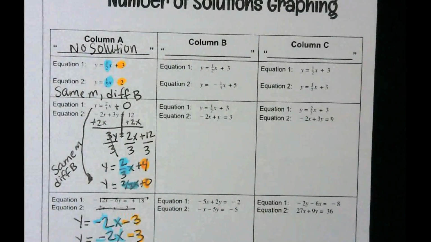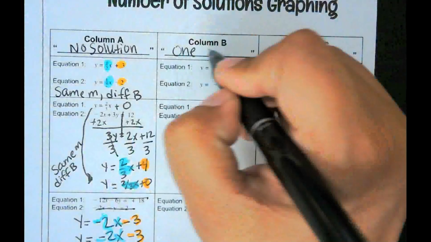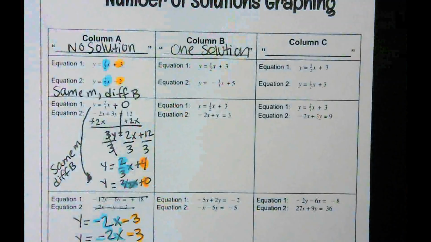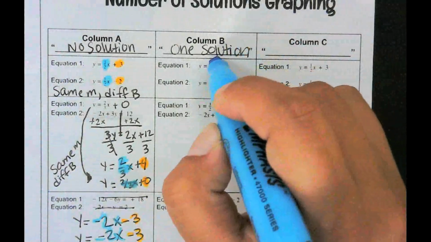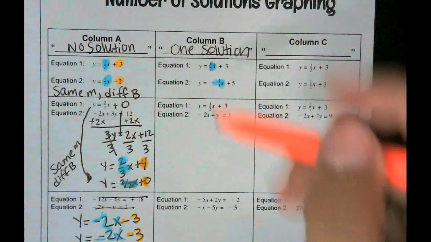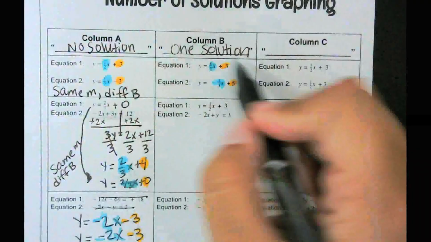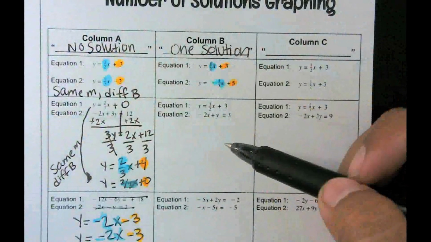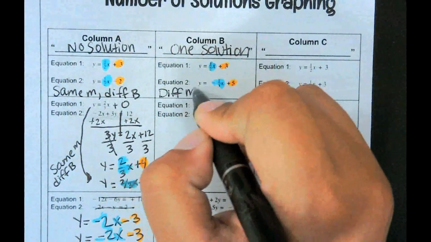For column B, if you guys pay attention to the equations, I have this and this. These are different. And I have this and this, which is also different. So just like your notes: different m, different b.